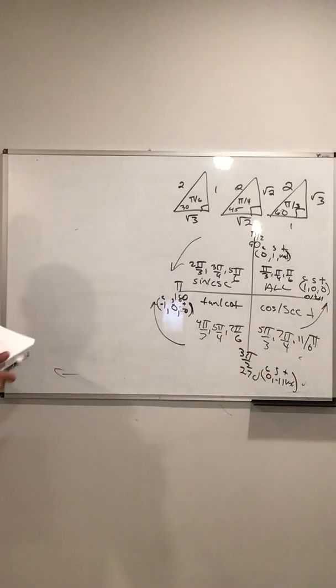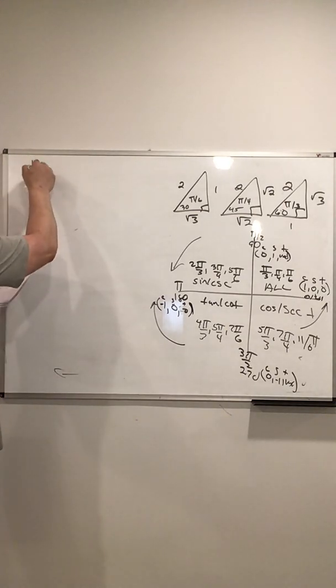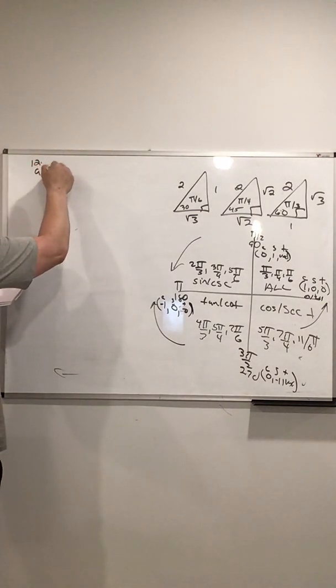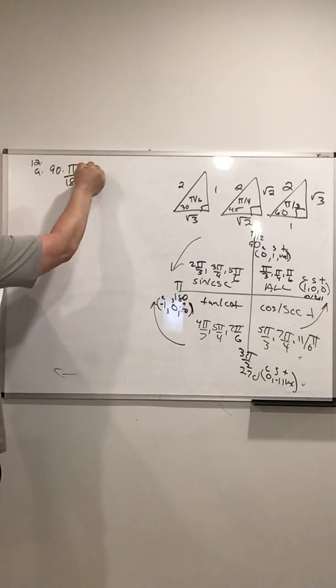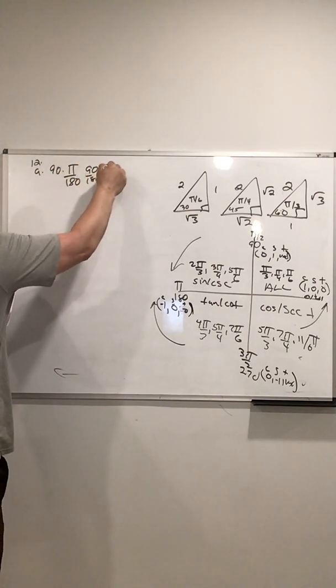So if you look at 12, the way we convert is we just multiply by pi over 180. So that's 90 over 180, which is 1/2, so pi over 2.